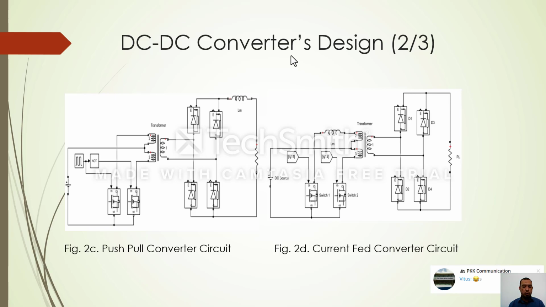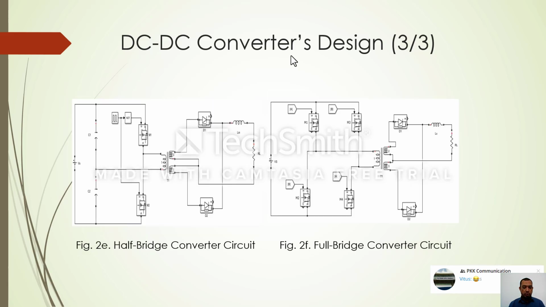Figure 2d shows a circuit of current-fed converter that is a modification of the push-pull converter. The inductor LM has been shifted from the transformer output side to the input side. Figure 2e shows the circuit of half-bridge DC-DC converter. A half-bridge converter is a type of DC-DC converter with similar operation to push-pull and current-fed converter.